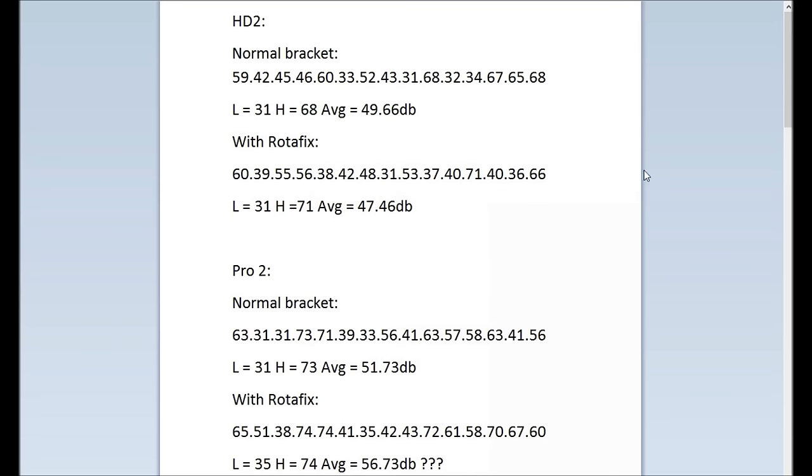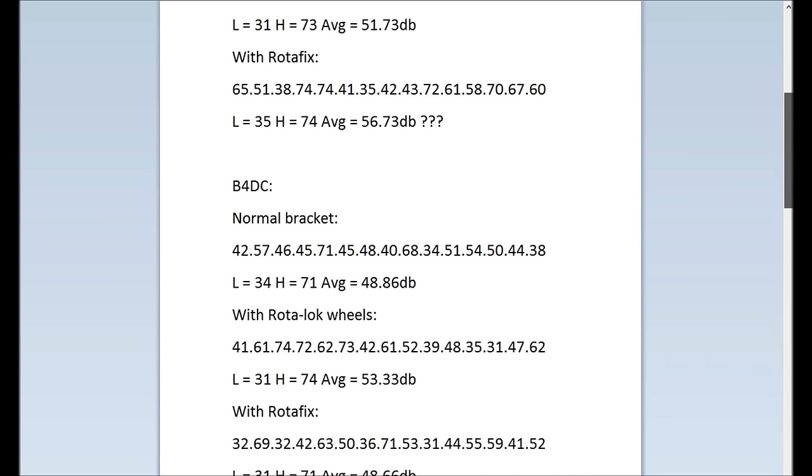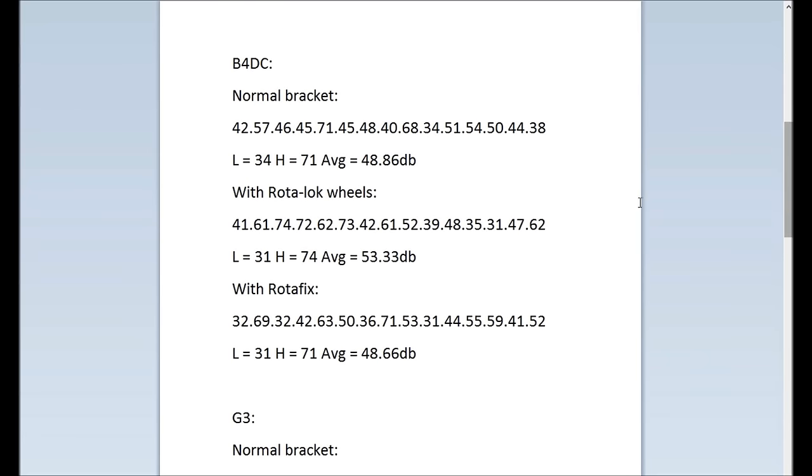But on the Pro 2, which is here, without the Rotafix and using the normal bracket, it was 51.73 decibels for the average. But with the Rotafix, it's increased quite a lot, so that's a little bit strange. Not sure why that might be. And this is the Blade 4 dual core, and with the normal bracket, it was 48.86 decibels, and with its own rotor lock wheels on, it's increased quite a lot, so I can only assume that the wheels are causing a vibration or noise from the wall.